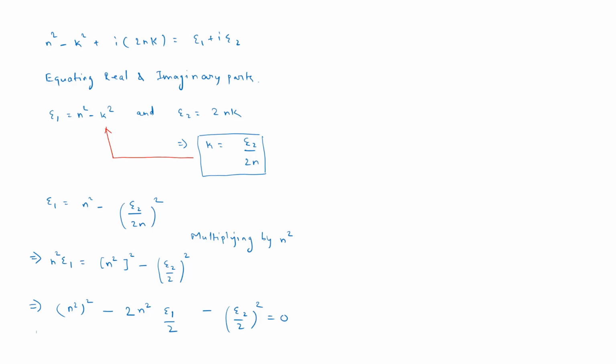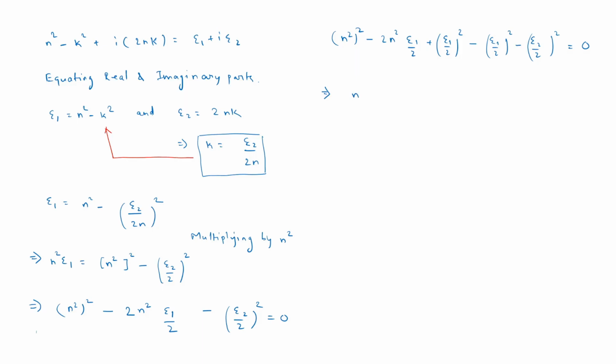So let us do that here. So it is n square minus 2 n square epsilon 1 by 2 plus epsilon 1 by 2 whole square, minus epsilon 1 by 2 whole square, minus epsilon 2 by 2 whole square is equal to 0. What I did here, I just added this term and subtracted this term. Okay, and the rest of this expression was the same.